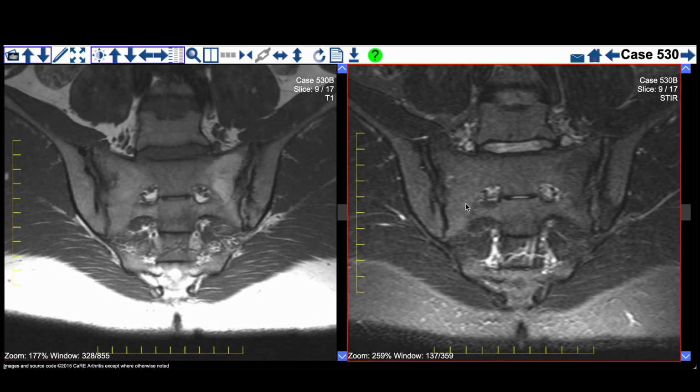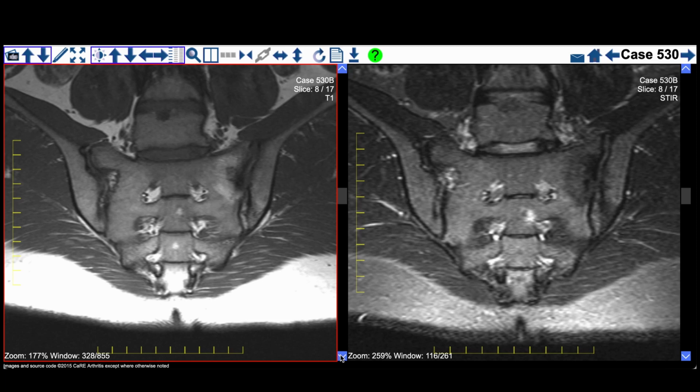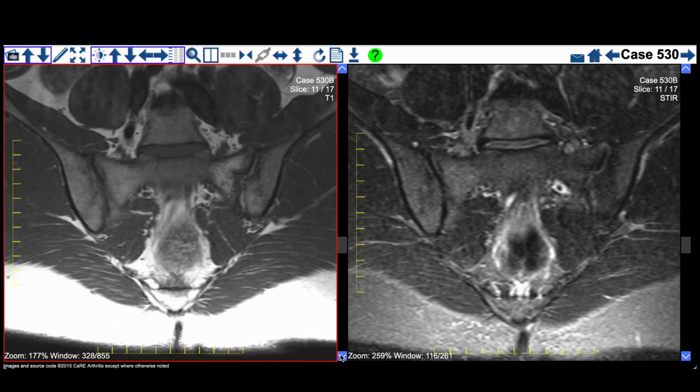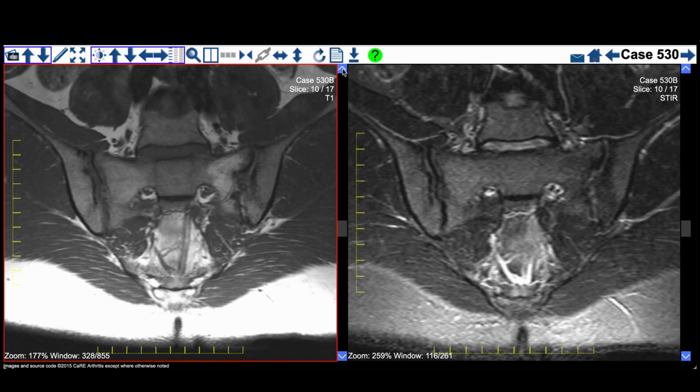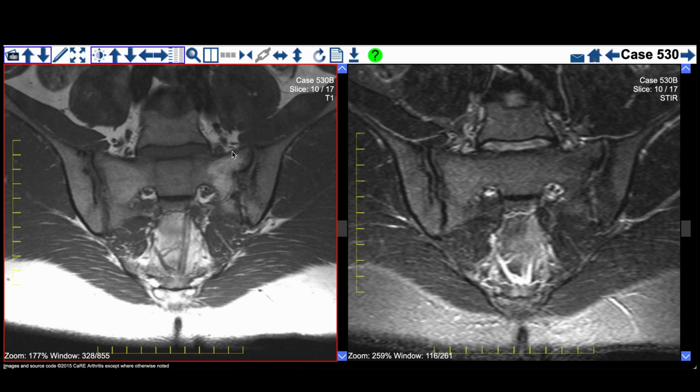So the MRI scan has now clearly changed. As we look at the scan and scroll through the slices, we see that the bone marrow edema has disappeared. And what do we see instead? We see bright signal not on the STIR, but on the T1 weighted sequence. What is this? This is post-inflammatory fat metaplasia.